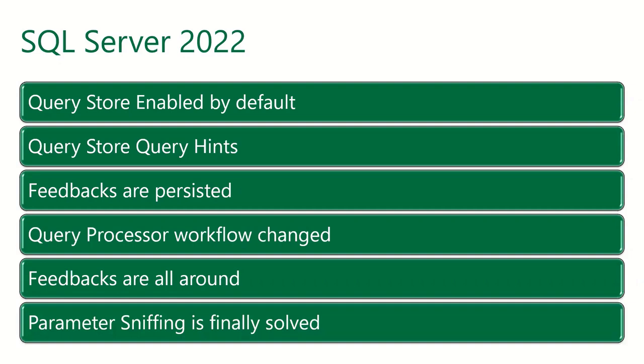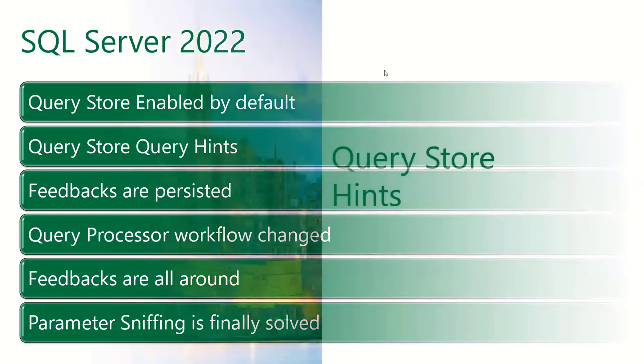And parameter sniffing is finally solved. In SQL Server 2022, we have a feature called parameter sensitive plan optimization. Putting together the parameter sensitive plan optimization, which I will illustrate, and the previous features from SQL Server 2017, parameter sniffing can be considered solved. I couldn't say completely solved, but the number of situations where you get problems from parameter sniffing is way smaller.